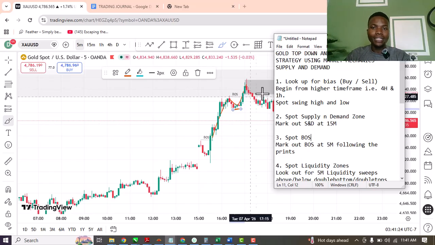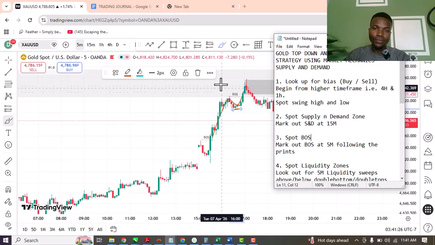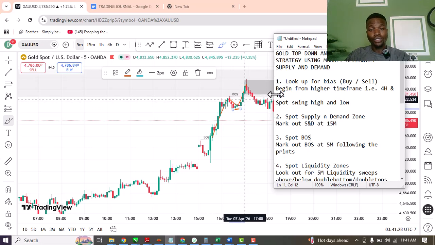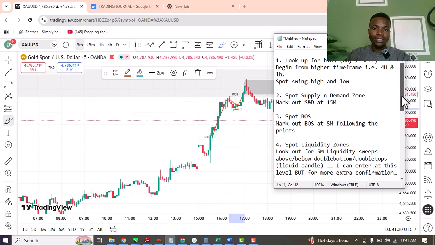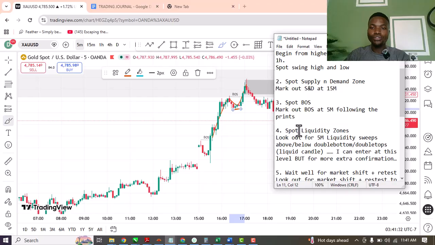Right now I've identified the last break of structure. So what is the next thing for me to do? The next thing is that I want to spot liquidity zones. Look out for a 5 minute liquidity sweep above or below. In this case, I'm going to consider above and below, either double top or double bottom.